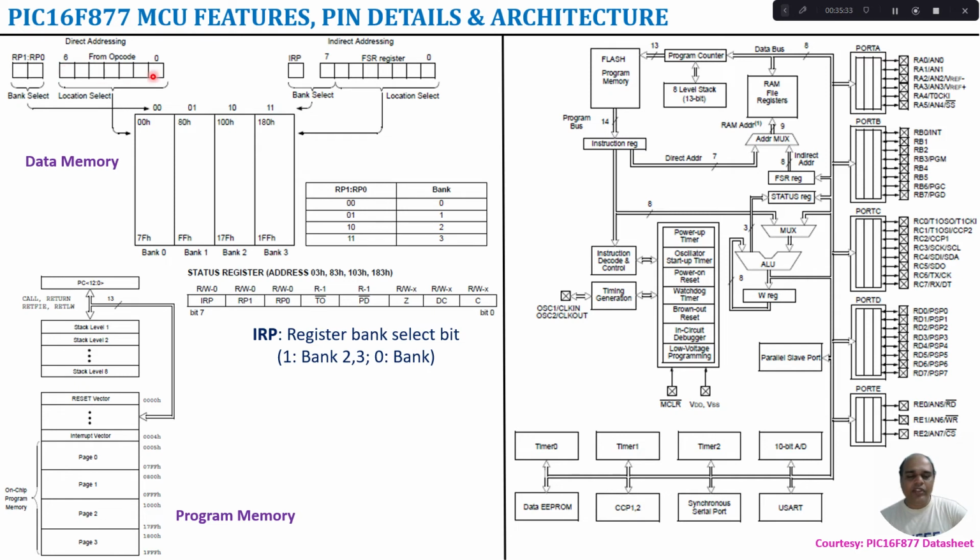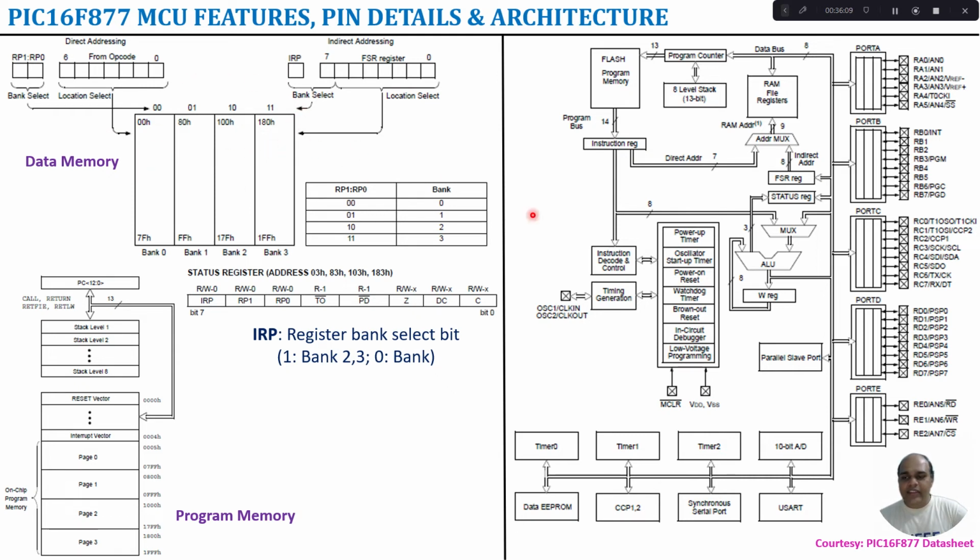So that is how the data can be accessed by the CPU. Either we get the data directly from the instruction, or the instruction can contain an address, and from the address I can select in which bank and which location it is. That is called direct addressing. In indirect addressing mode, we make use of the FSR register, which holds an address. The lower part of the address provides the location in the bank, and the 7th bit as well as the IRP bit is used for bank selection.